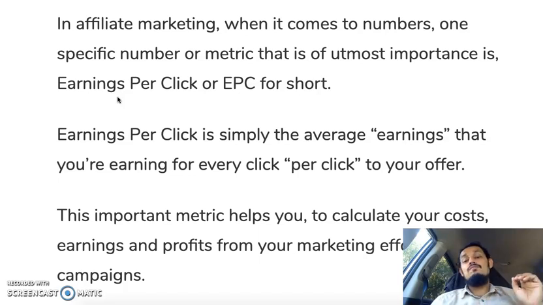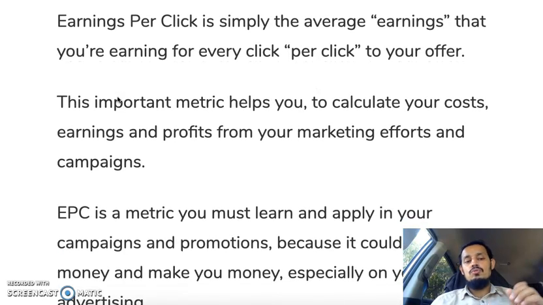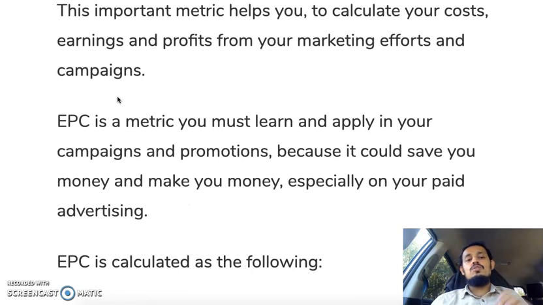So in affiliate marketing, when it comes to numbers, one specific metric, shall we say, that is of utmost importance is earnings per click, or EPC for short. Earnings per click is simply the average earnings that you're earning for every click to your offer or campaign. So this important metric helps you to calculate your cost, earnings, and profits from your marketing efforts and campaigns.